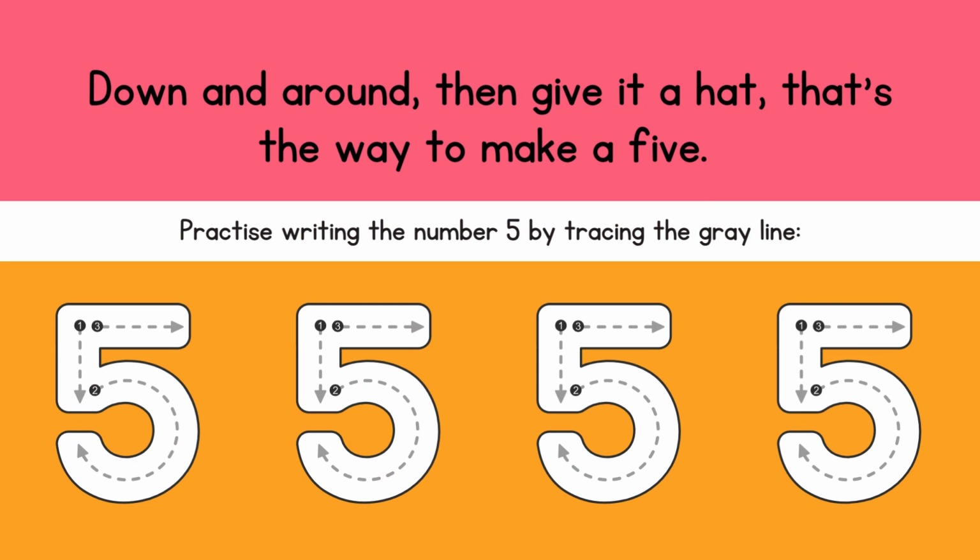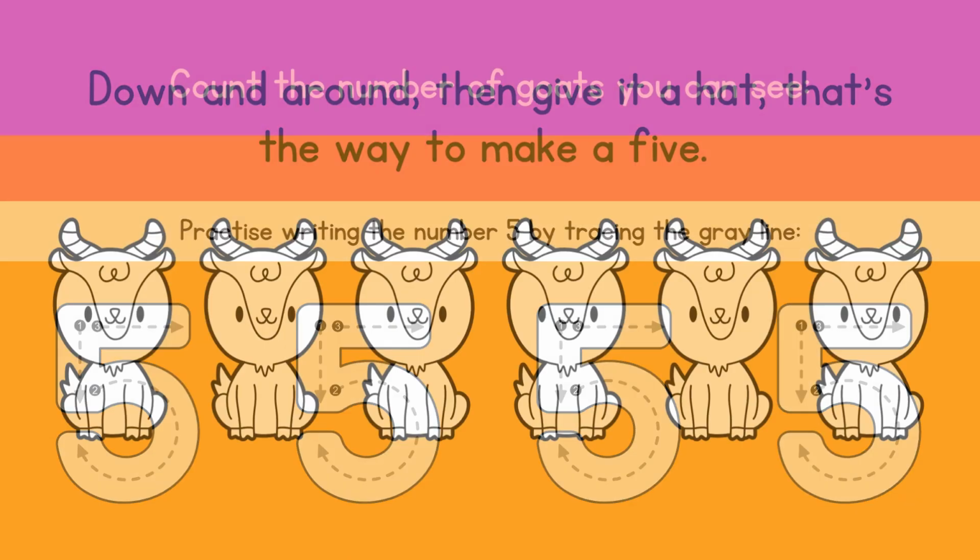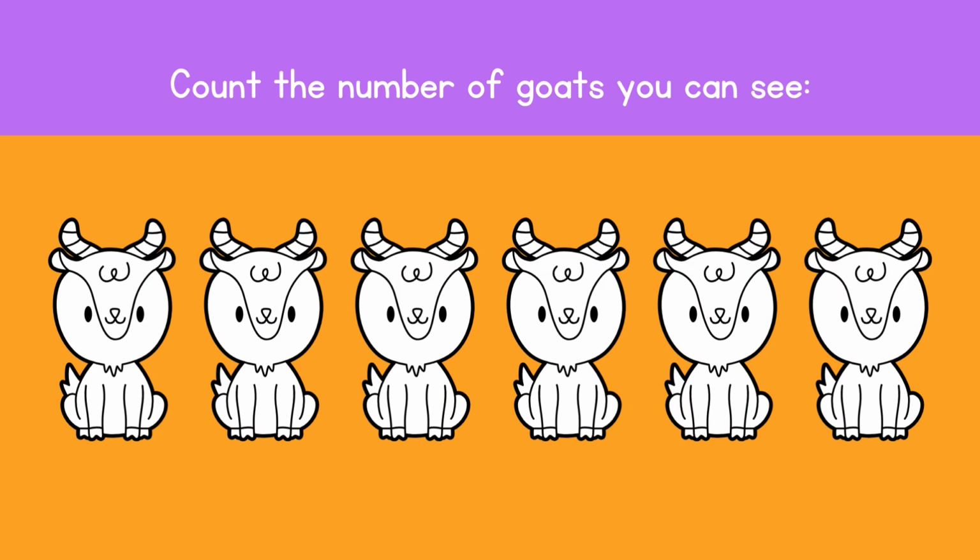Down and around, then give it a hat, that's the way to make a 5. Practice writing the number 5 by tracing the gray line. Count the number of goats you can see.